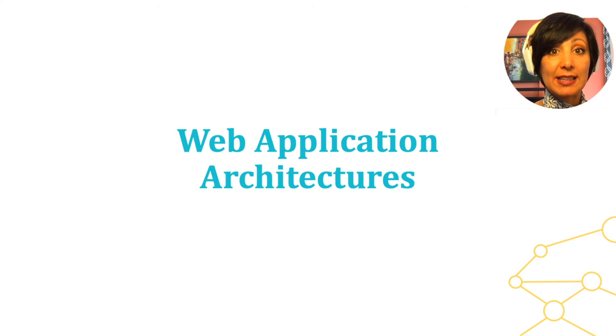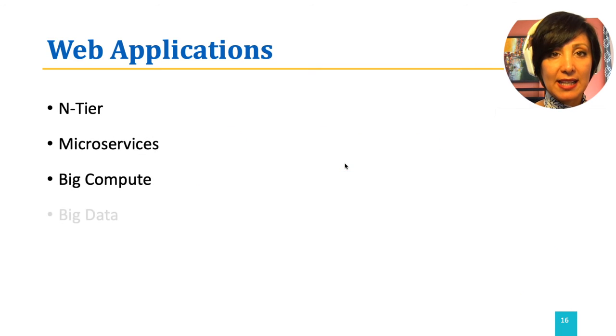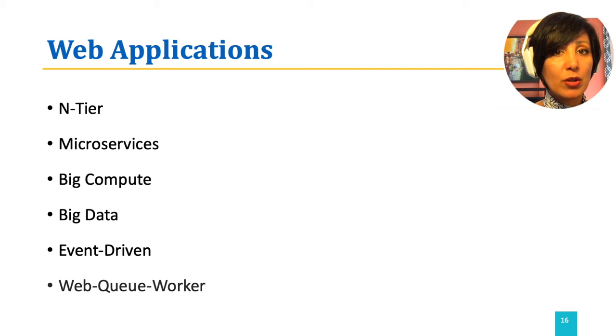After exploring the cloud, we will take a look at web application architectures. N-tier, microservices, big compute, big data, event-driven, and web queue worker architectures are among the common architectures used for web systems in the cloud. We will explore each of these architectures with the use cases and characteristics of the workloads that make them appropriate for each architecture, as well as the cloud deployment model suitable for each case.